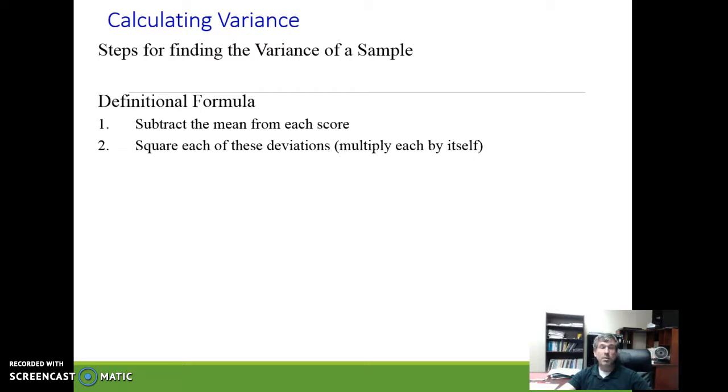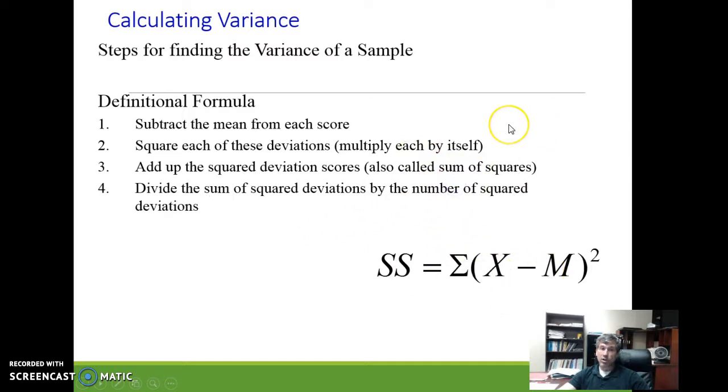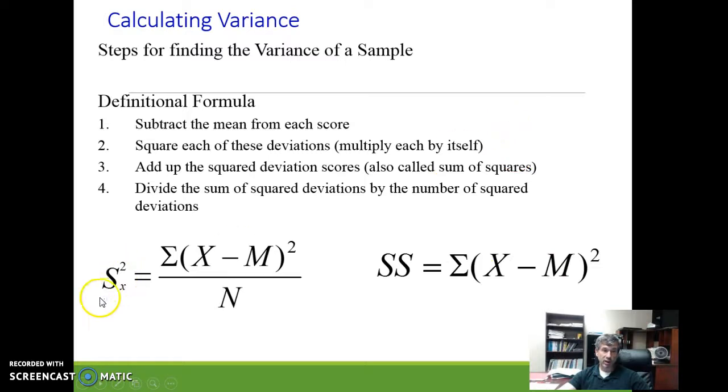So back to the formula. We've taken the deviation scores. We've squared each one of them. Then we just add them all up. This stage of the process is called the sum of squares. And again, we see the formula there that represents the first three steps together. Then we just divide it by the number of scores that we have, the number of squared deviations. And again, we call that the sample variance. So here's that compact version of the same thing: the sum of squares calculated in the first three steps, divided by the number of scores.